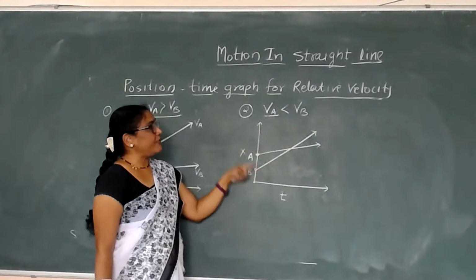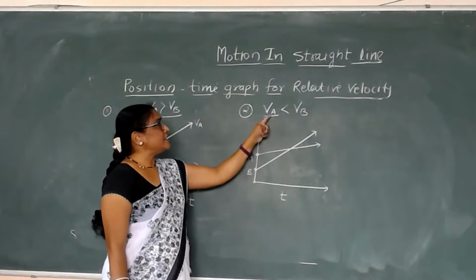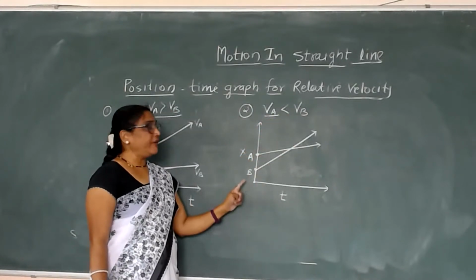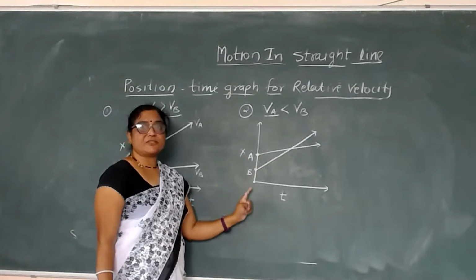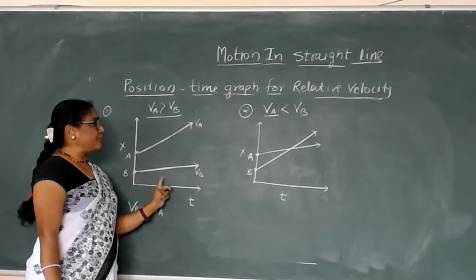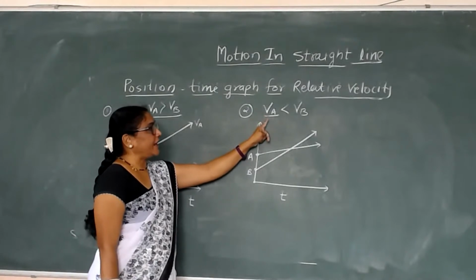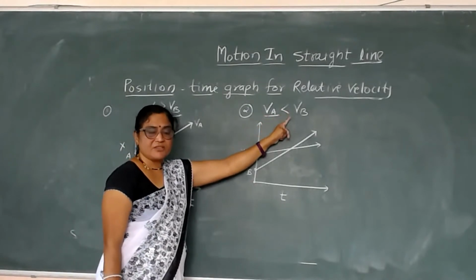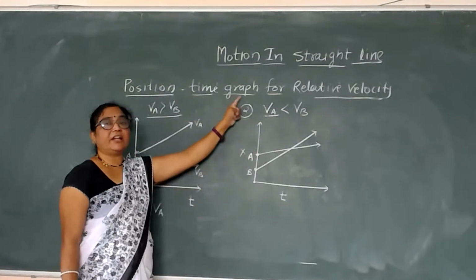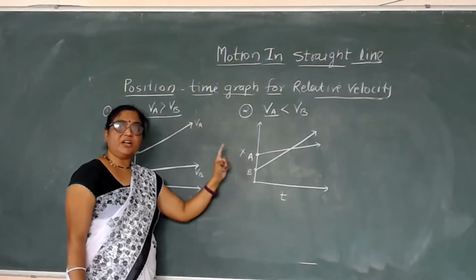So in this graph, we explain the relative velocity between A and B, that is VA less than VB. This graph represents that the velocity of A is less than the velocity of B. The earlier graph represents that the velocity of A is more than the velocity of B. So this is the second type of position time graph, which is related to the relative velocity, meaning in this we compare the velocity between the two objects.